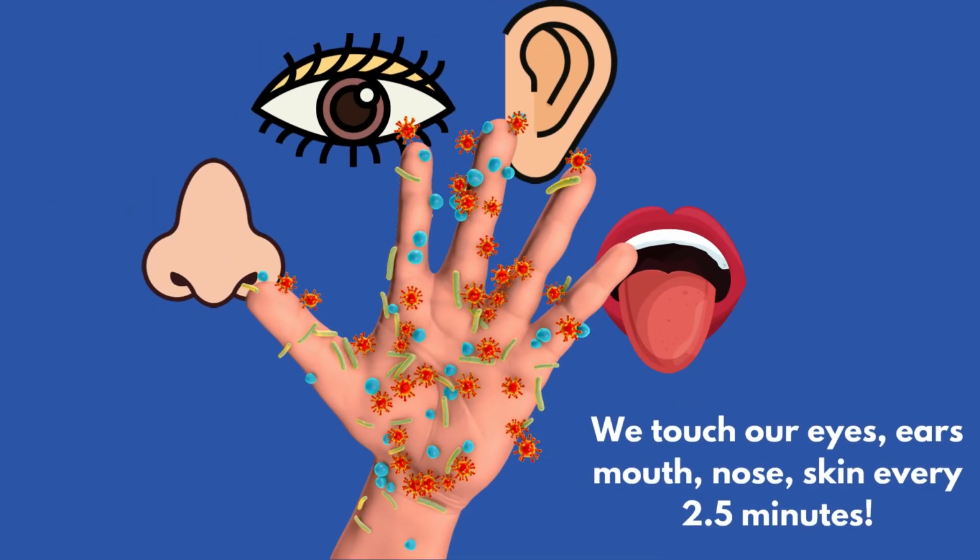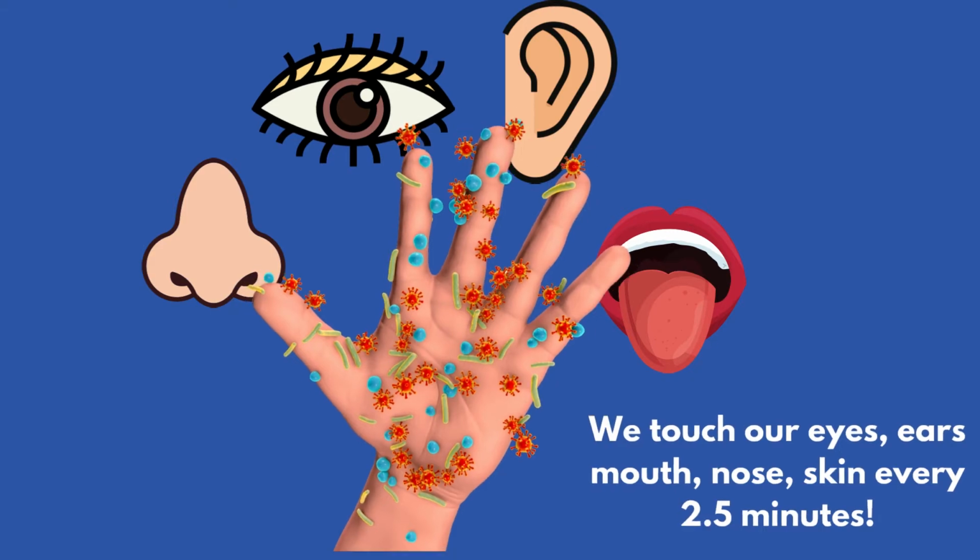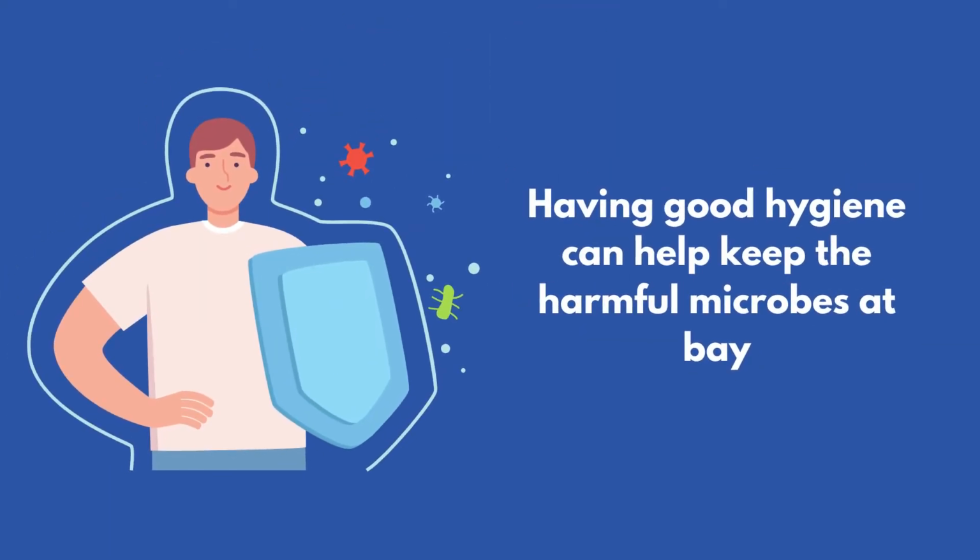Harmful microbes can enter our body and make us sick via our nose, eyes, ears, mouth, or cuts on our skin. Did you know that on average we touch these body parts every 2.5 minutes? Our immune system does a great job protecting us, but having good hygiene can also keep those harmful microbes at bay.